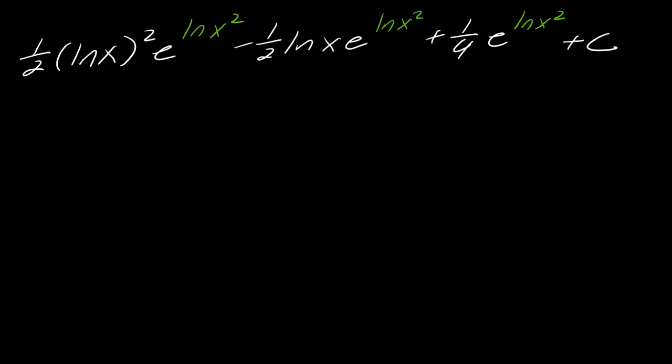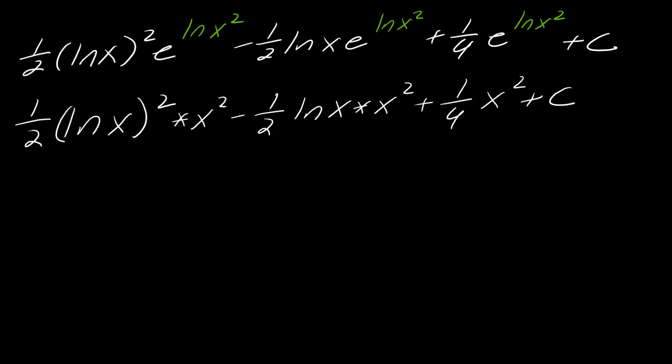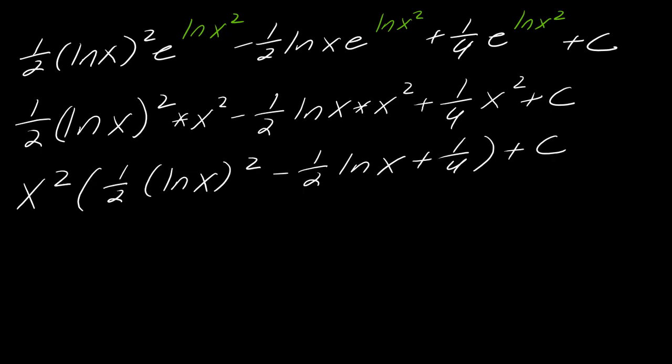Okay, and let me just write out what that looks like. So now I get this, so I've just replaced all those e's with x squareds. And so now I notice that I could technically factor out the x squareds. So I'll just show you what that looks like. So now I've taken the x squareds out. Okay.